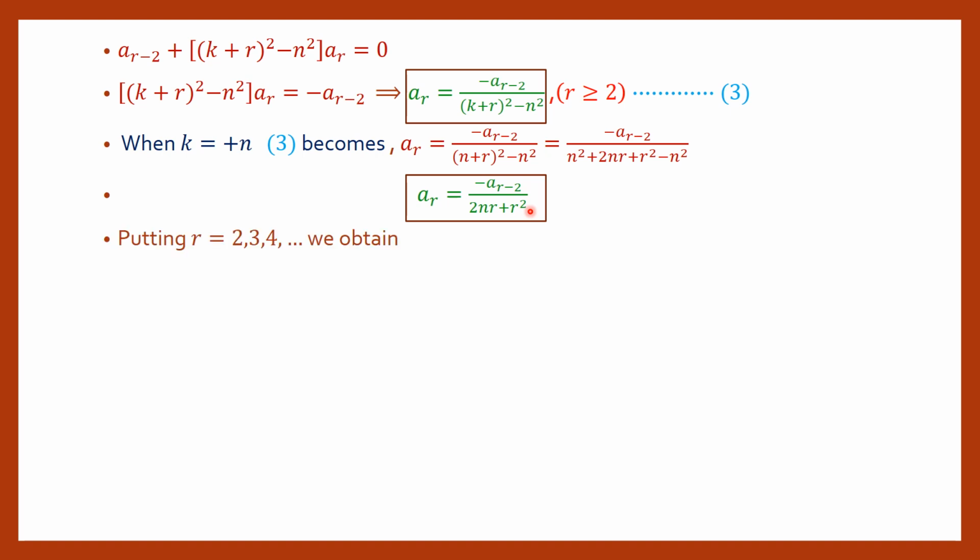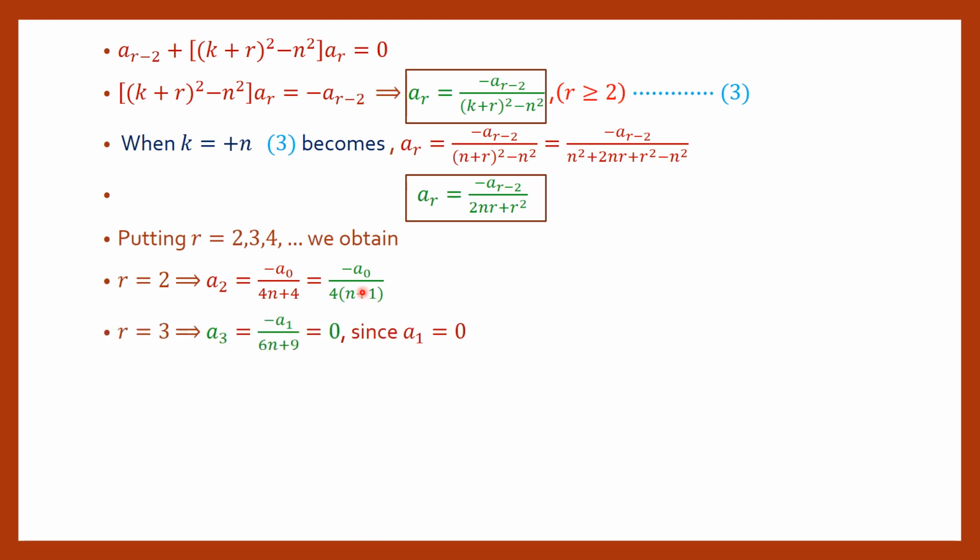Now putting r equal to 2, 3, 4, etc., because r is greater than or equal to 2. So select r values like 2, 3, 4, and we see what happens. r equal to 2 means a2 equal to minus a0, because ar minus 2, that is 2 minus 2, will be a0, by 2nr, that is 2 into n into r means 4n, plus r square, which is 2 square, is 4, which can be written as minus a0 by 4 of n plus 1.